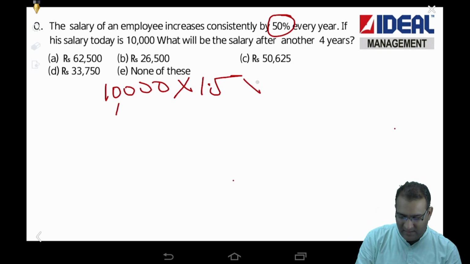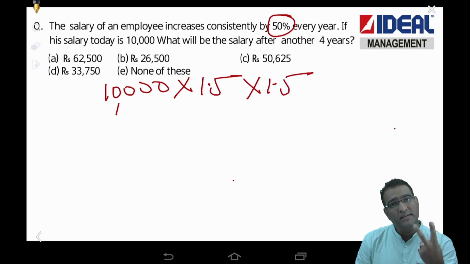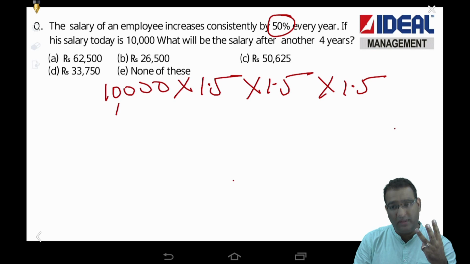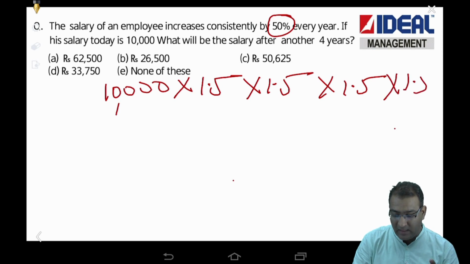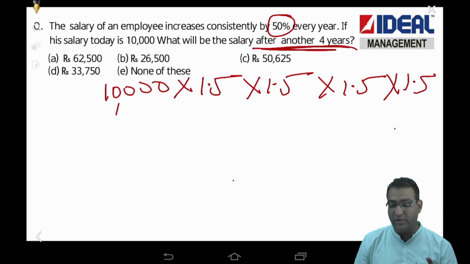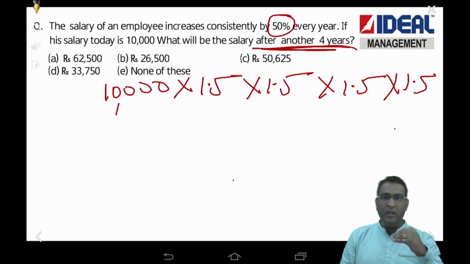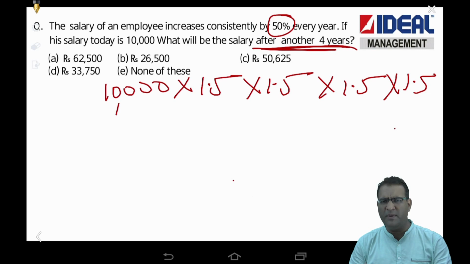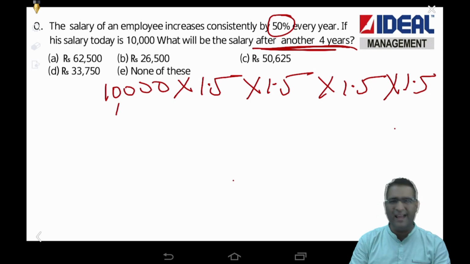Successive percentage is nothing but 1.5 for the first year, this much in the second year, this much in the third year, and very important, he is saying after another 4 years. So this is going to be after the 4th year. The point is, this is the first shortcut which people will be able to understand and apply also.